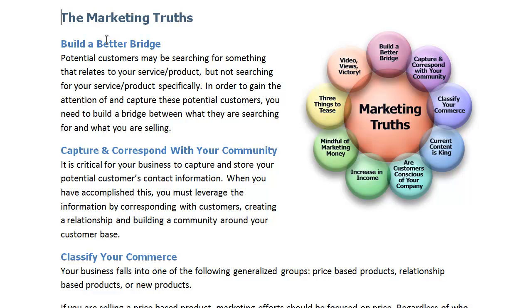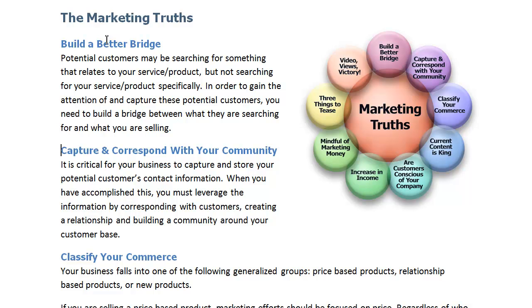Now there are some industries where you don't have to worry about this. Say you're a low-cost leader selling iPads. The person's looking for iPads. Boom. There's no bridge necessary. You're selling exactly what they're looking for. But for some businesses, this is key.